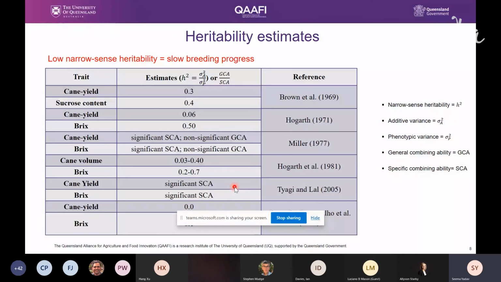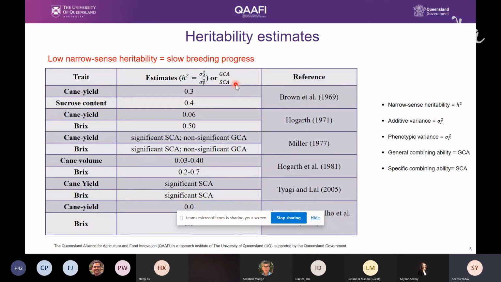But in past studies in the sugarcane literature, we also found that researchers have already used some factorial mating designs to quantify specific combining ability and general combining ability. What is general combining ability and specific combining ability?